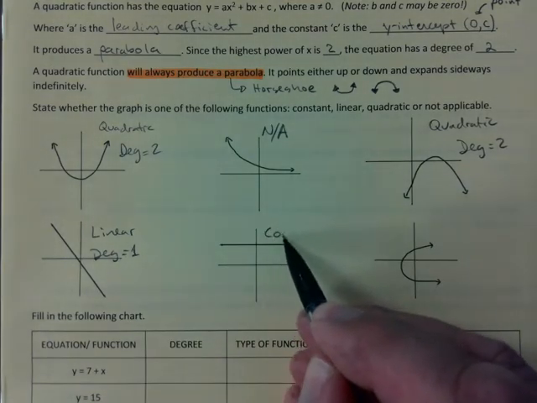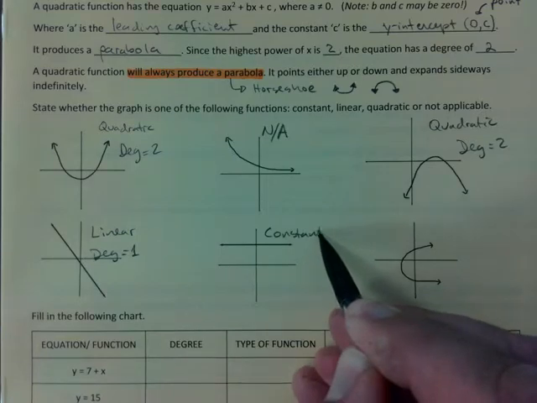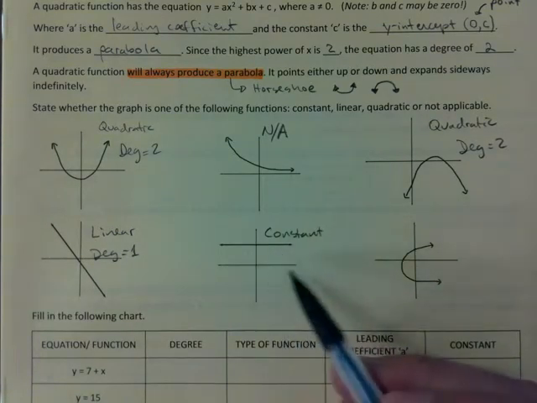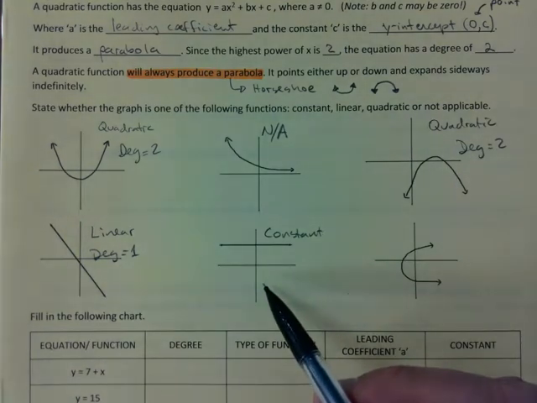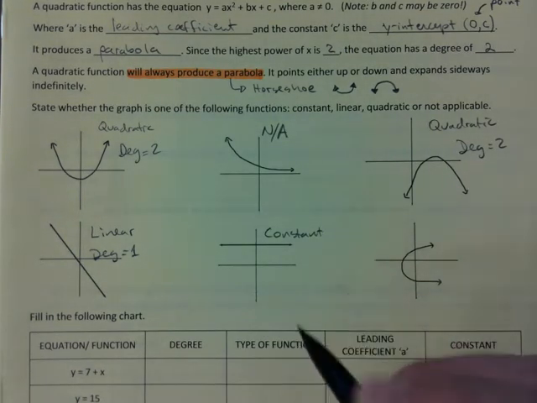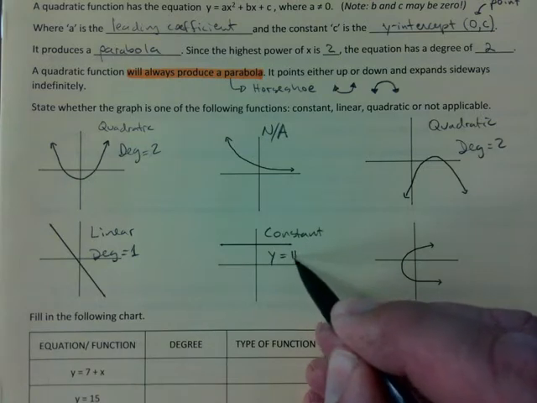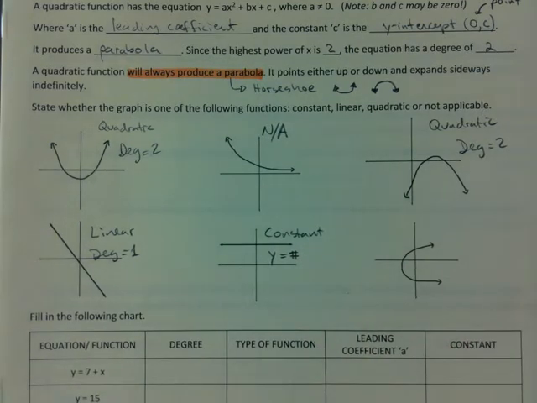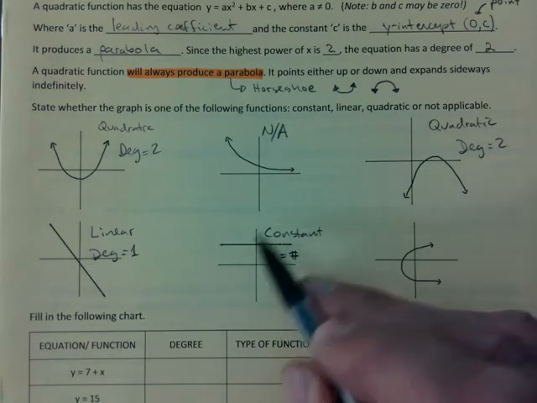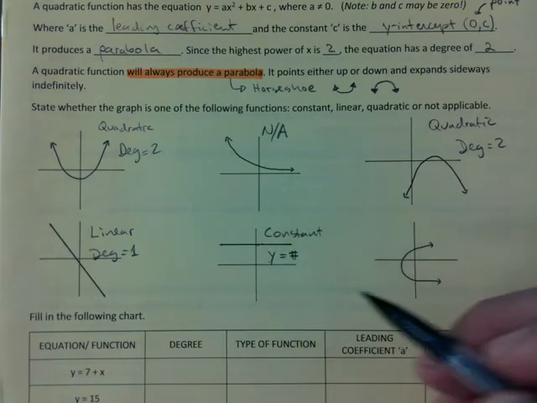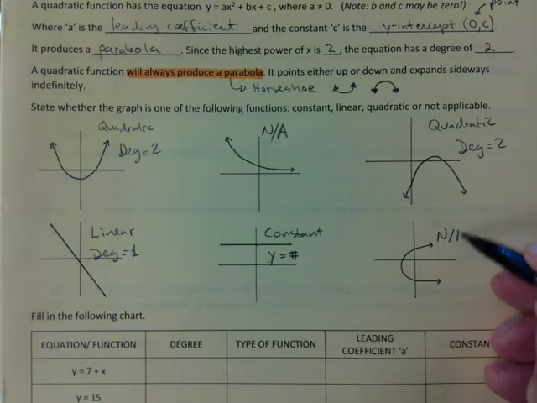Then we have our constant. Do you remember what the equation of this would look like? A straight horizontal line? It's just going to be y is equal to a number. You remember? y is equal to 2. It's going to be a line that goes through y is equal to 2, right? So y is equal to a number is the classic equation for this particular graph, and this one is not applicable.